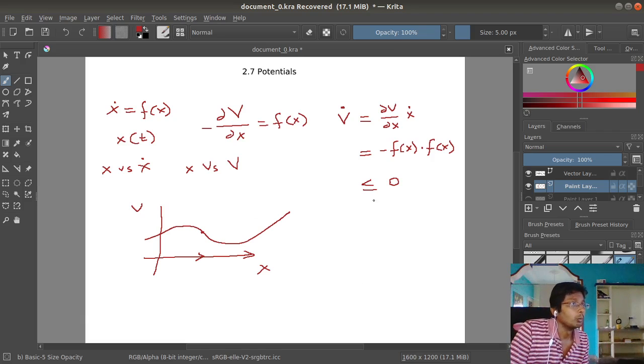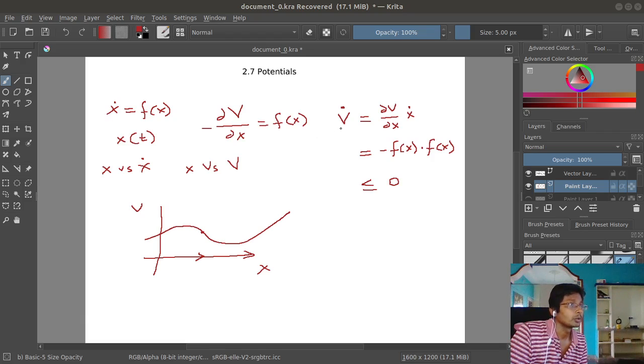Now when will it be 0? V dot at some point will be 0. V dot will be 0 if and only if f of x is 0. What if f of x is 0? If f of x is 0, x dot is 0, which means that point is a fixed point, right?